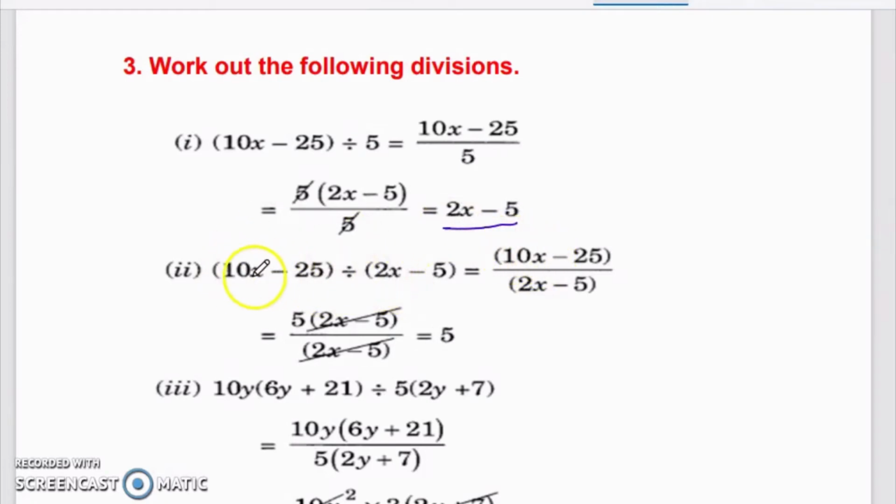Now the next one is (10x − 25) divided by (2x − 5). So again, same thing you will do, factorize it. 5 into (2x − 5) divided by (2x − 5). Now this time (2x − 5) will get cancelled and the answer will be 5.